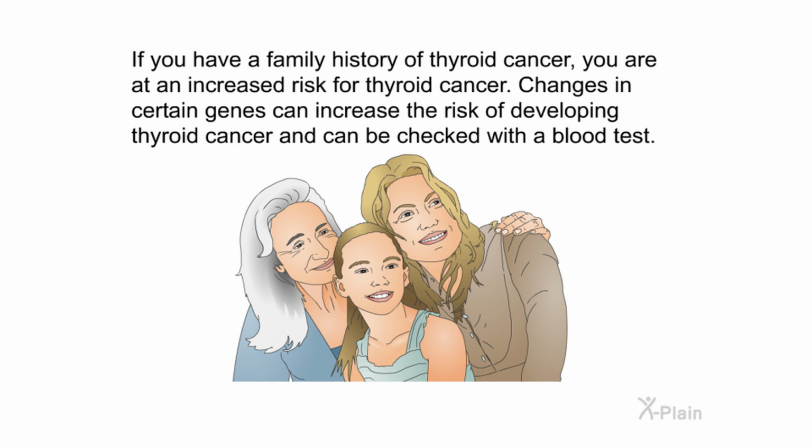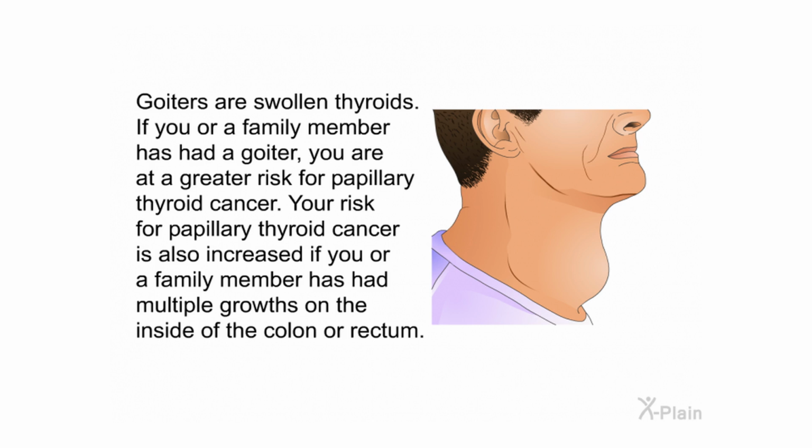If you have a family history of thyroid cancer, you are at an increased risk for thyroid cancer. Changes in certain genes can increase the risk of developing thyroid cancer and can be checked with a blood test. Goiters are swollen thyroids. If you or a family member has had a goiter, you are at a greater risk for papillary thyroid cancer. Your risk for papillary thyroid cancer is also increased if you or a family member has had multiple growths on the inside of the colon or rectum.